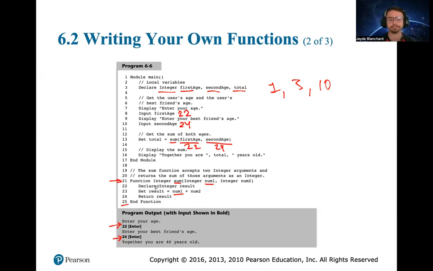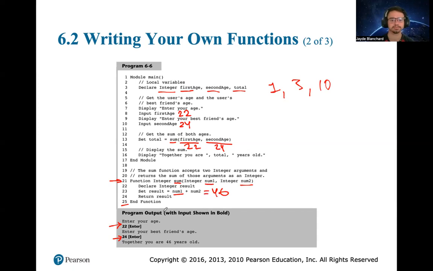All right. Then inside of that function, we're declaring the result integer right here. The result is just going to store whatever we calculate inside of that function. What we are calculating is num1 plus num2. So we're taking these two values, 22 and 24, combining them together, and storing it in the result, which would be 46. 46 is then being sent back to the program because of line 24. On line 24, you can see return result, and that is the return statement.